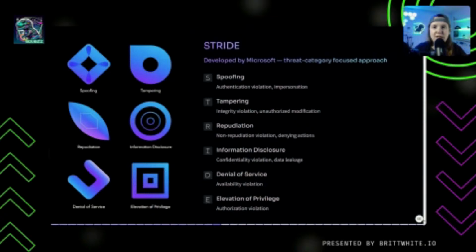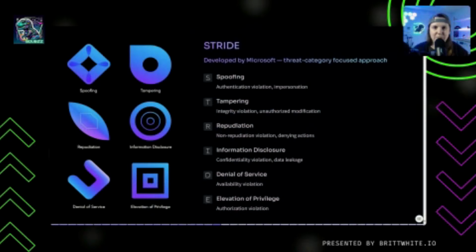R is for repudiation, which is obviously a non-repudiation violation, denying responsibility for your actions. I is for information disclosure. This is a confidentiality violation where the threat has unauthorized access to information. D is for denial of service. This is an availability violation, disrupting access to services. And E is for elevation of privilege, an authorization violation where the threat gains unauthorized elevated access rights.